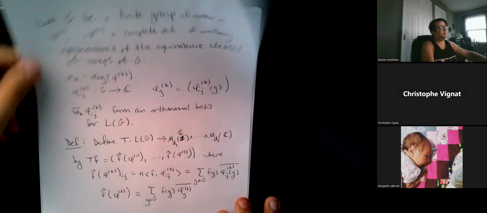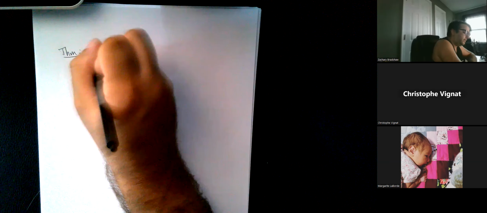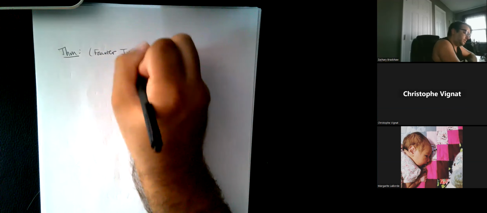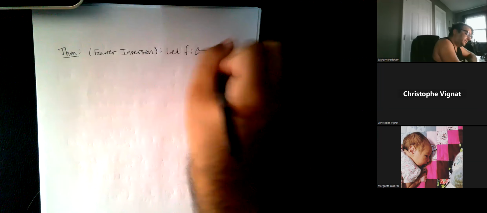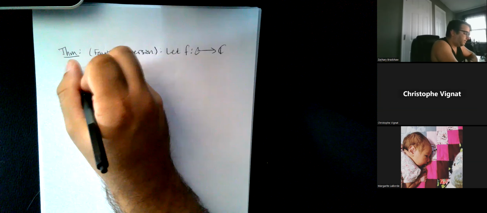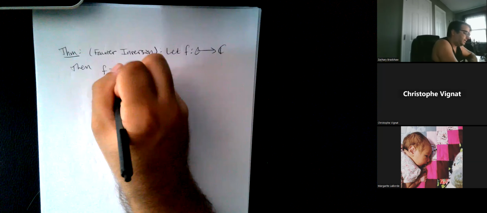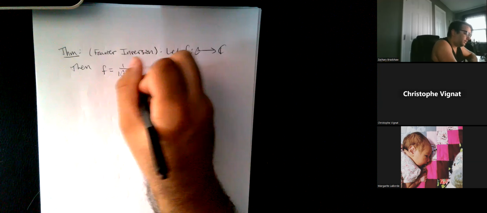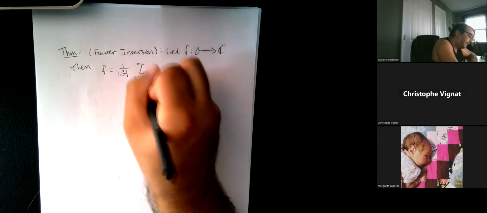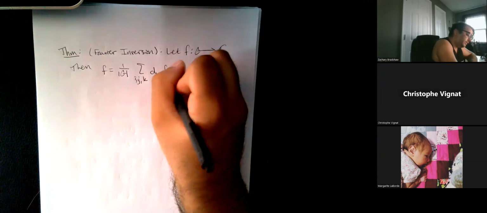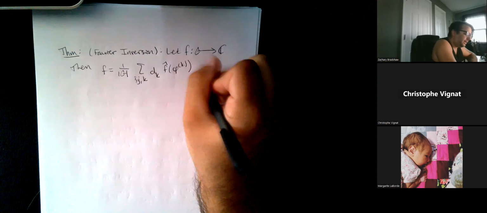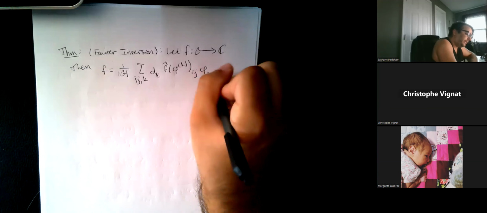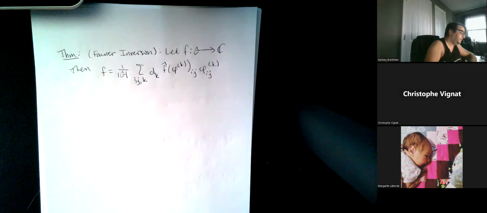So a Fourier inversion theorem does still hold. We let f be in the group algebra, then f can be written as 1 over the order of G, sum over ijk of d_k times the Fourier transform of f evaluated at phi^k, the ij coefficient, times phi_ij^k. Here's the proof.